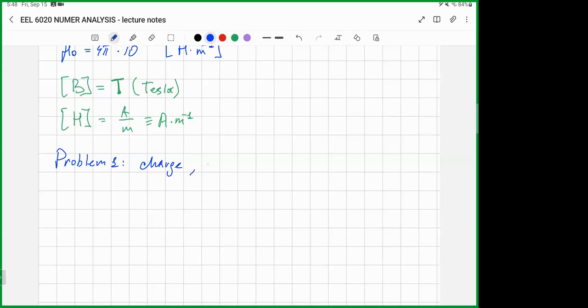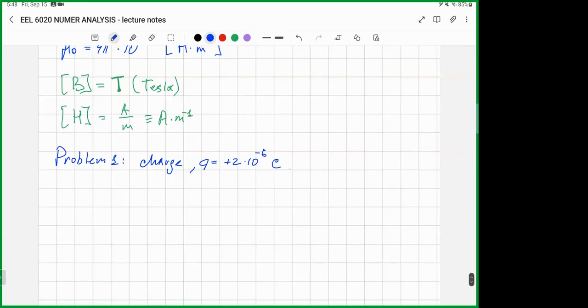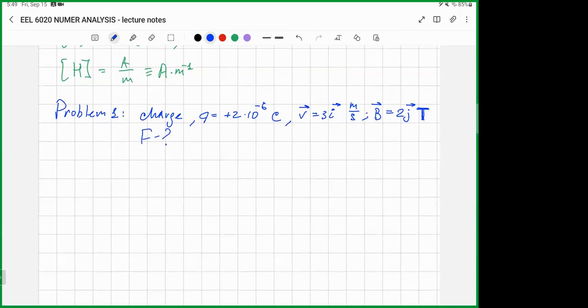The value of the charge is plus 2 times 10 to the power of minus 6 coulombs. The velocity of the charge is 3i, where i is the unit vector along the x direction, so meters per second, of course, for the velocity. And the field is also given. The field is equal to 2j Tesla. This magnetic field is equal to 2 Tesla, which is quite a strong magnetic field, and points along the y direction. So what we need to find is basically F.